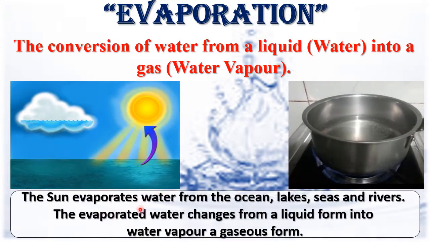So the sun evaporates water from the ocean, lakes, seas and rivers, and the evaporated water changes from a liquid form into the gaseous form. So that is called evaporation. This process is called evaporation.